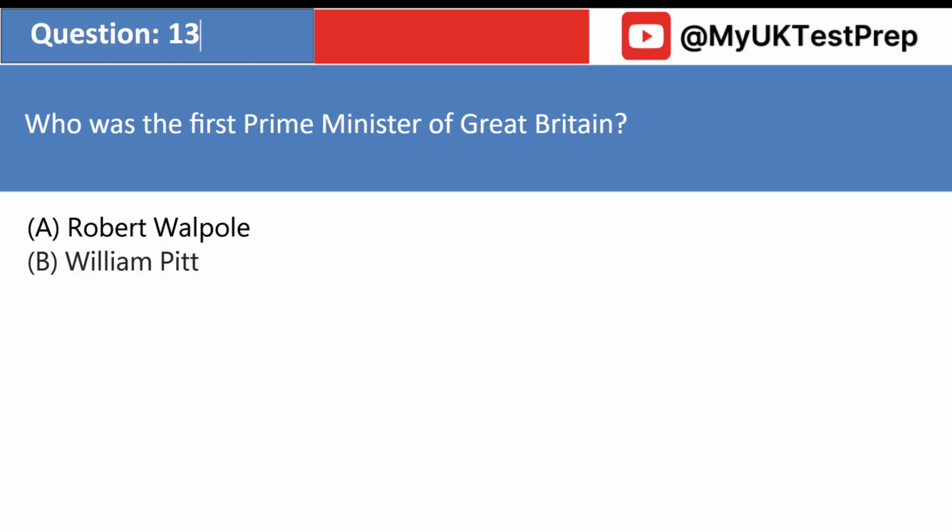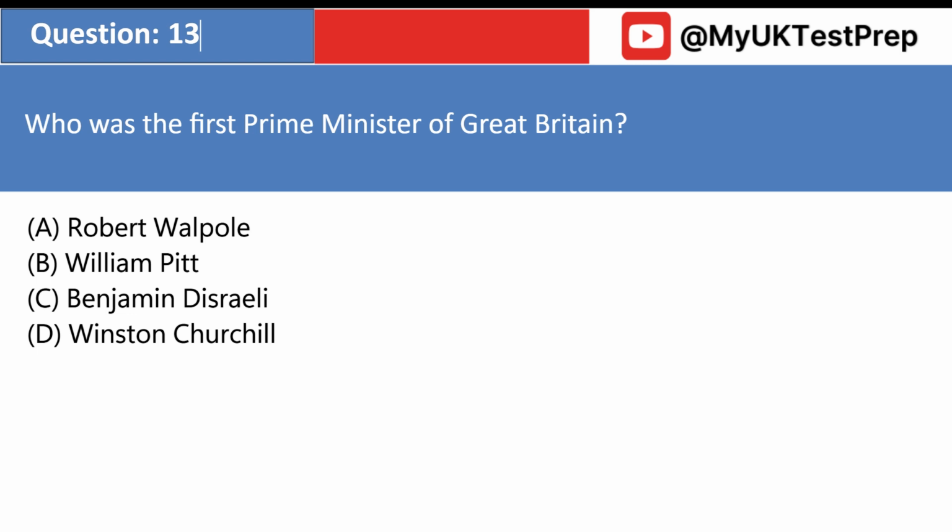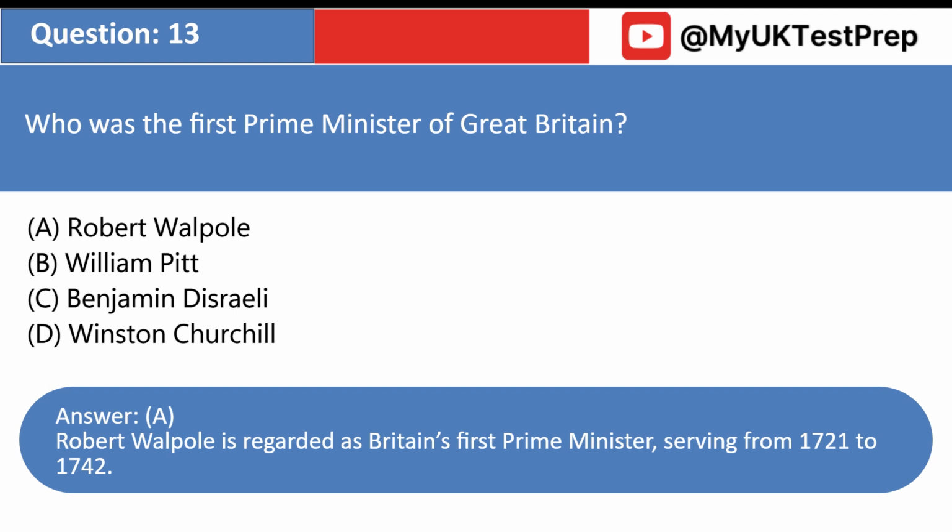Who was the first Prime Minister of Great Britain? A. Robert Walpole. B. William Pitt. C. Benjamin Disraeli. D. Winston Churchill. Answer: A. Robert Walpole is regarded as Britain's first Prime Minister, serving from 1721 to 1742.